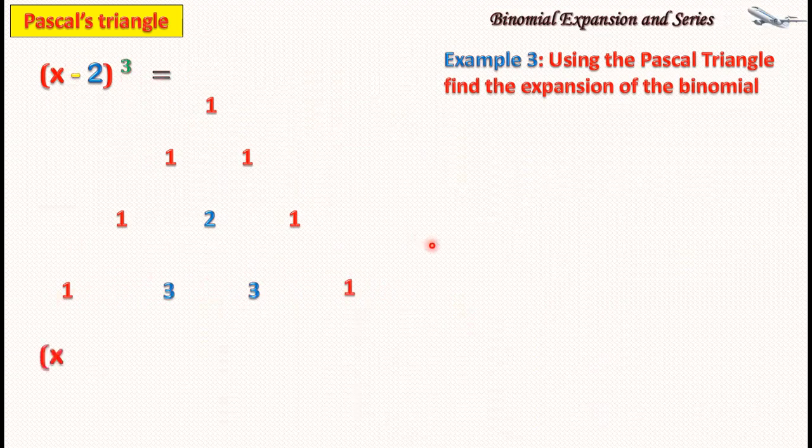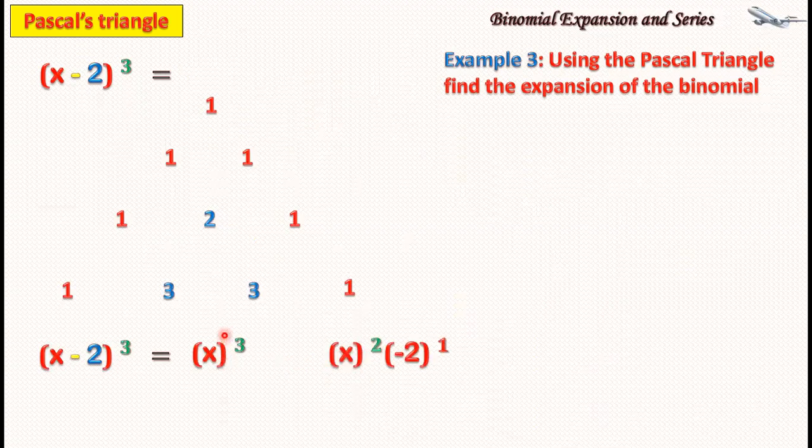So I'll just write my terms out. (x - 2)^3 should equal x cubed. Then the next one should be x squared. Normally, the second position will be x to the power 3 minus 1, which is x to the power 2. For this next term, the power of the second part is increasing by 1, such that the sum of the two powers is always equal to 3. So now I have x to the power 1 and (-2) to the power 2. And the last one should just be (-2) to the power 3.